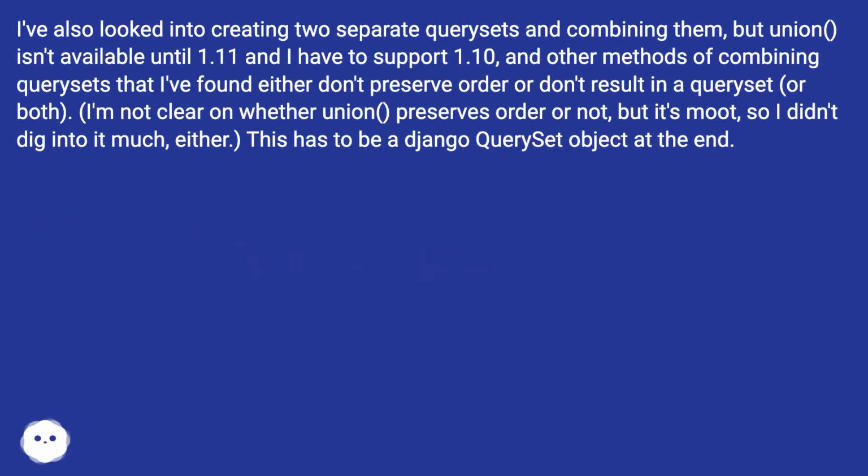I've also looked into creating two separate query sets and combining them, but union isn't available until 1.11 and I have to support 1.10, and other methods of combining query sets that I found either don't preserve order or don't result in a query set, or both. I'm not clear on whether union preserves order or not, but it's moot, so I didn't dig into it much, either. This has to be a Django query set object at the end.